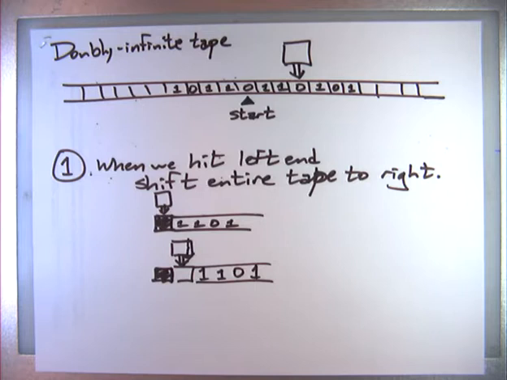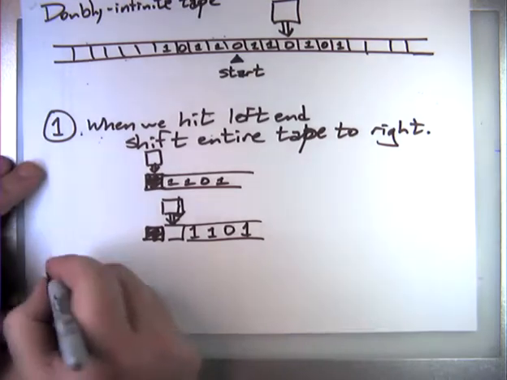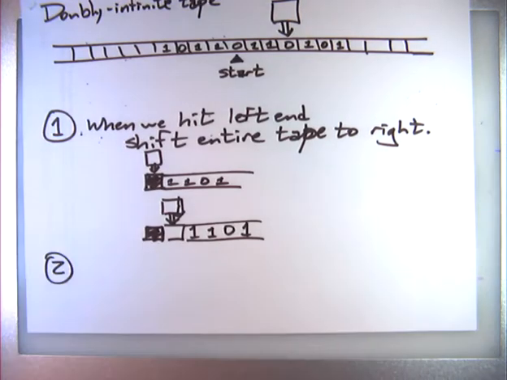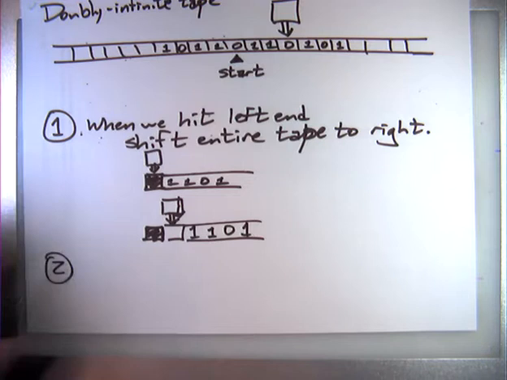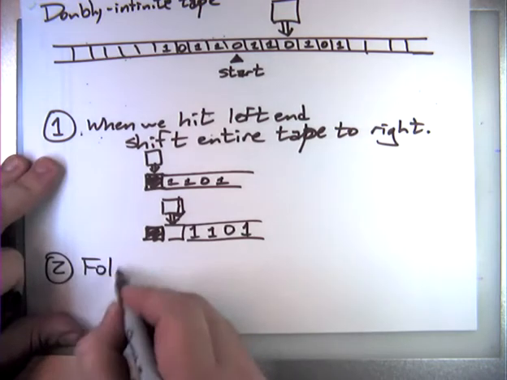That's not the only way to do it. Can anyone suggest a different way? Yeah? You could say whenever you're writing, what would be the right of the black square? Okay, good. So you can fold the tape.